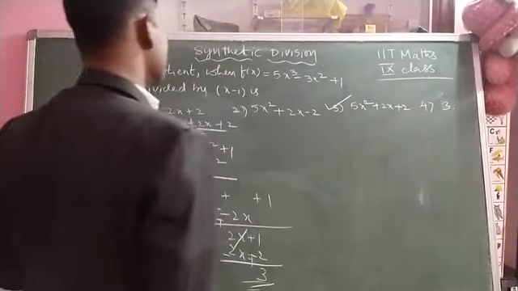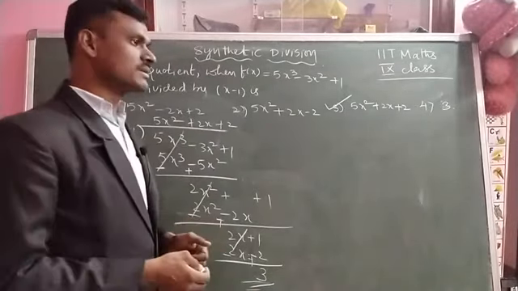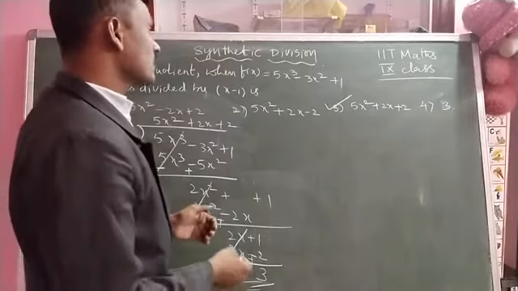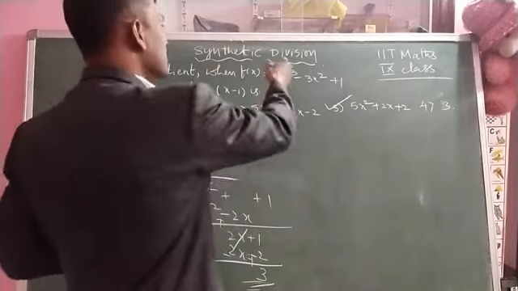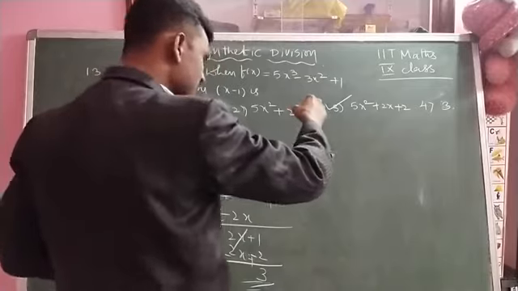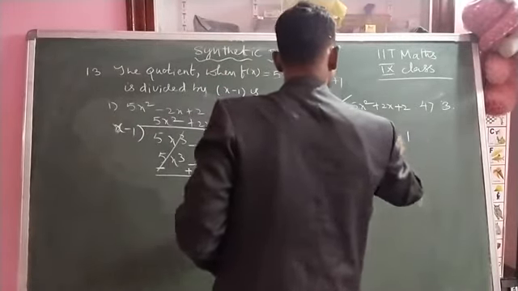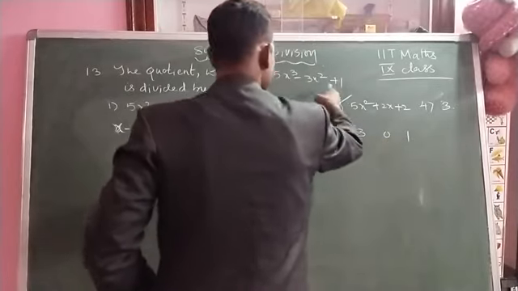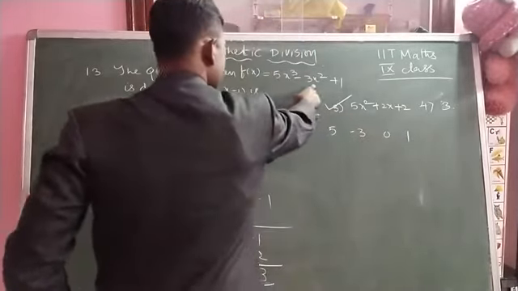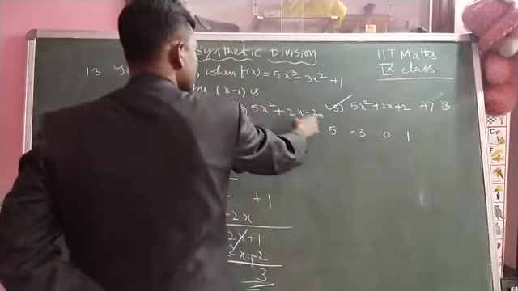See here, by using the synthetic division method. Synthetic division method, how to do means, here first we have to write the coefficients of all terms according to degree descending order. First you can write here 5, minus 3, 0, 1. This is the constant. The x term is not given, that's why you can write here 0, the x square term is minus 3, and the x cube term is 5.